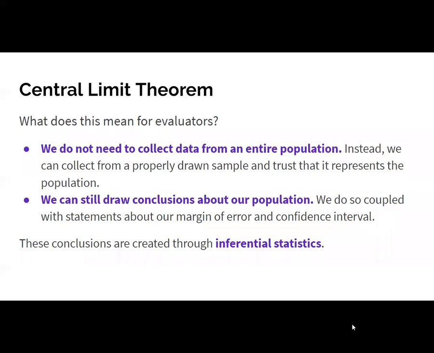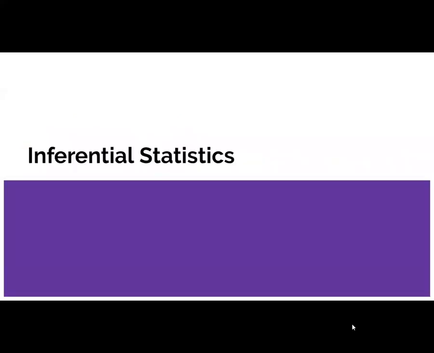Because of the central limit theorem, we're able to do these statistics that we're about to explore. We'll explore 4 or 5 different types, and they're all called inferential statistics. And what that only means is that we're inferring things about the general population based on our sample.